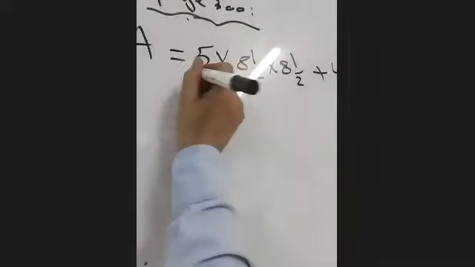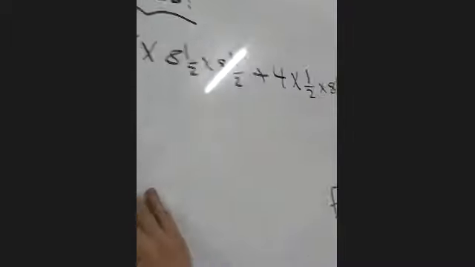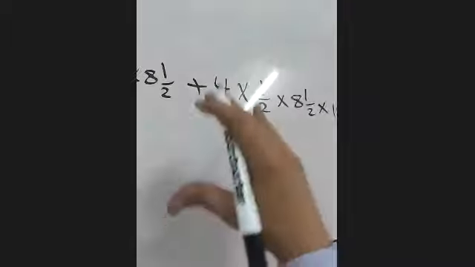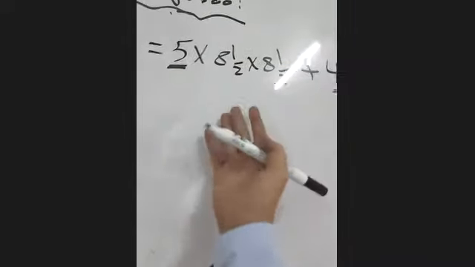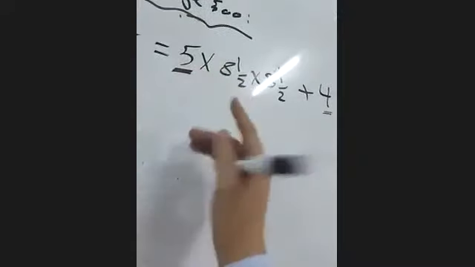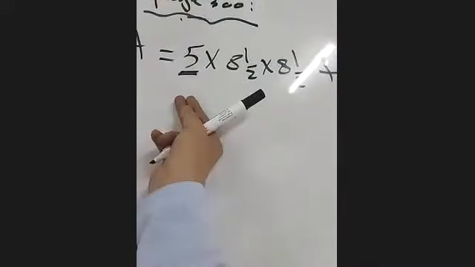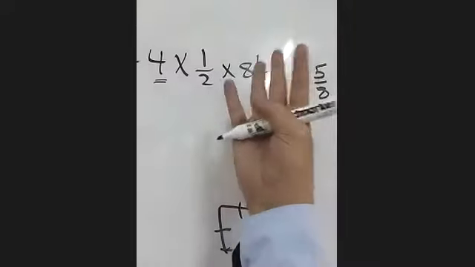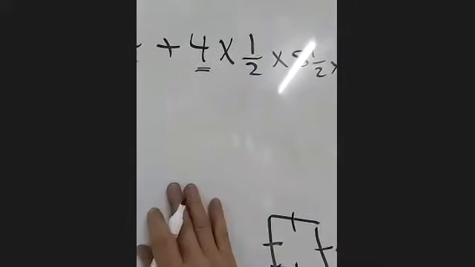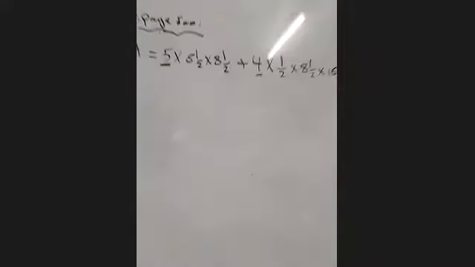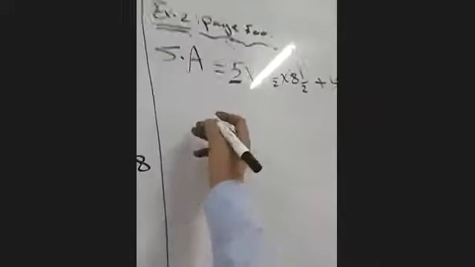Excellent. Look here, guys. From where I get this 5, I have 5 squares down. From where I get this 4, I have 4 triangles up. Why did I put 5? Because all the squares are the same, so no need to make 5 areas. It's enough to take one area and multiply by the number of them. Same with the 4 triangles. So now we will calculate. I'll multiply all of these numbers, guys, and find the answer.